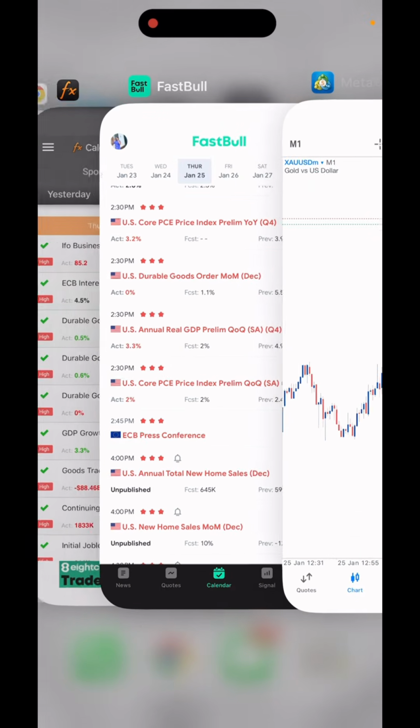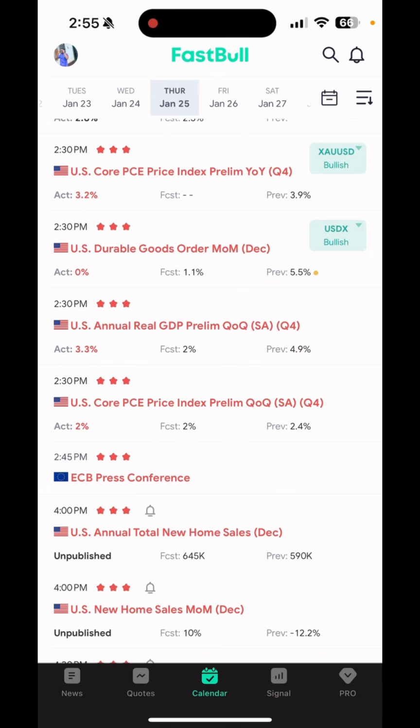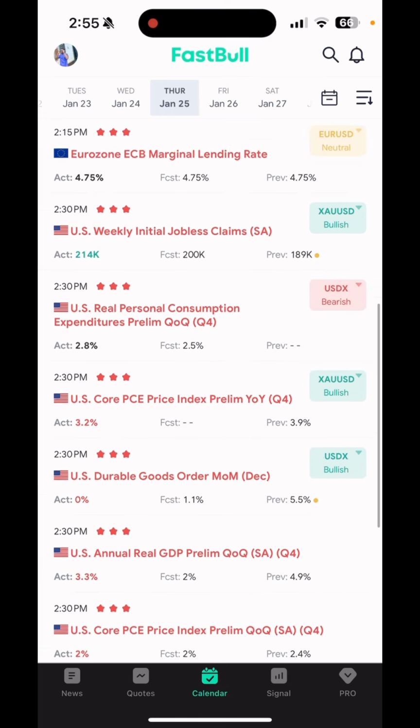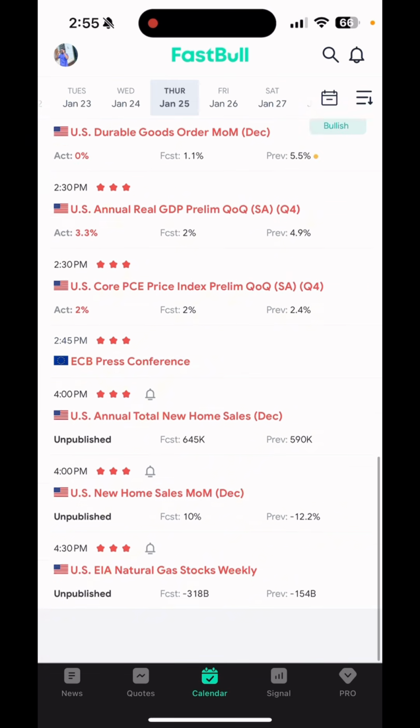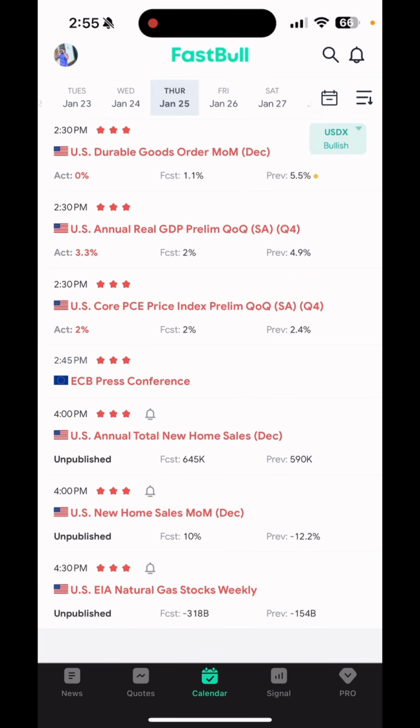So if you really want to enjoy news, download this Fast Bull. All right, once the news drops, you will just see that badge. Bullish, bearish, or you will see neutral. Once you see neutral, don't really go. Bearish, enter. Bullish, enter. But still do your own due diligence. You don't have to just trust anything 100%.